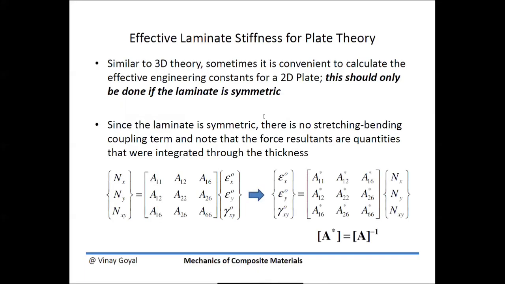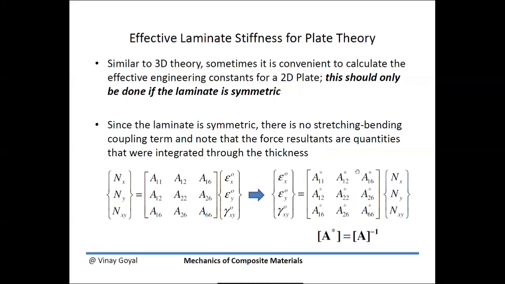Similar to 3D theory, sometimes it's convenient to calculate the effective engineering constants for a 2D plate. This is a good idea to do if the laminate is symmetric. If not, then you're going to have some issues working it, and it may not work out as well. Since the laminate is symmetric, the B matrix is 0, and so the force resultant equals the A matrix times the mid-surface strain. I can solve for the strain in this manner.